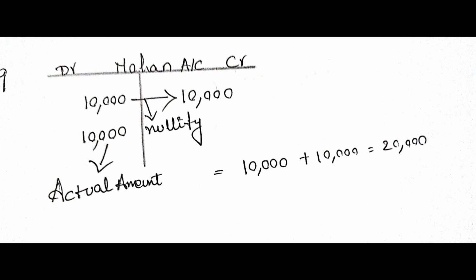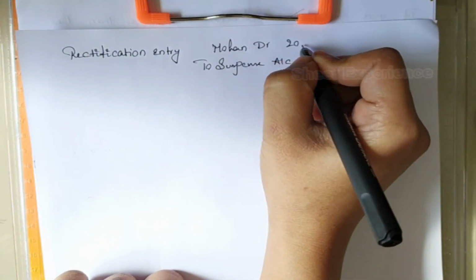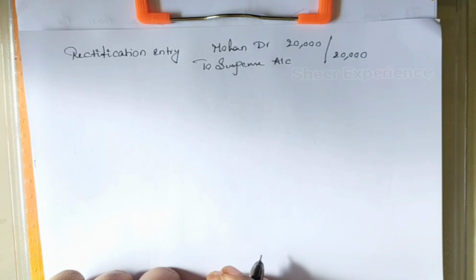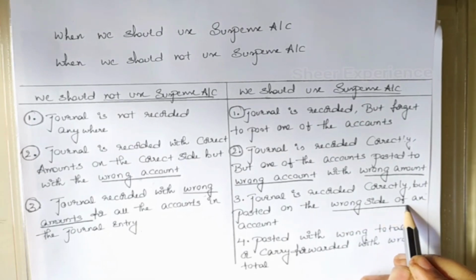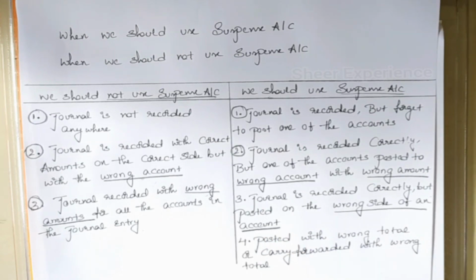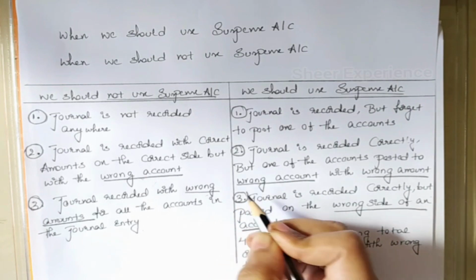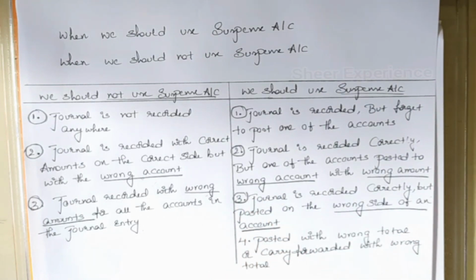So 10,000 on the debit side will nullify the wrong entry which is there on the credit side, and another 10,000 on the debit side is the actual amount. So the rectification entry is Mohan debtor to suspense account, amount is 20,000. In this error, journal is recorded correctly but posted on the wrong side of the ledger account. So this is also one-sided error. So we need to use suspense account.